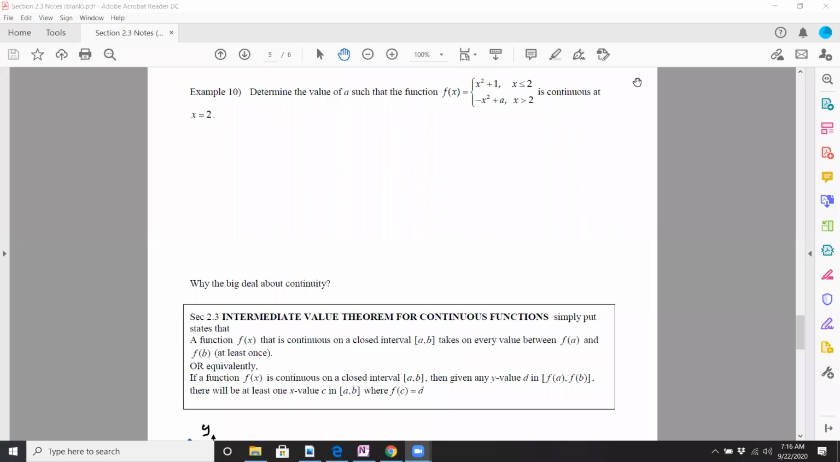Okay, I'm back. Now we're going to discuss page 5 of the section 2.3 notes. Here we are with example 10. And this is a great one.